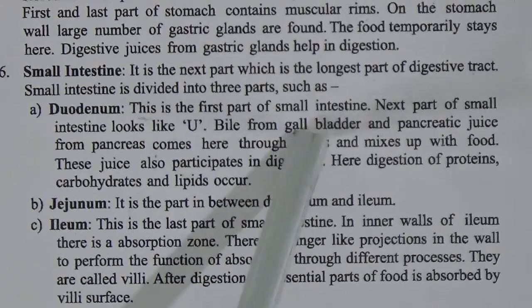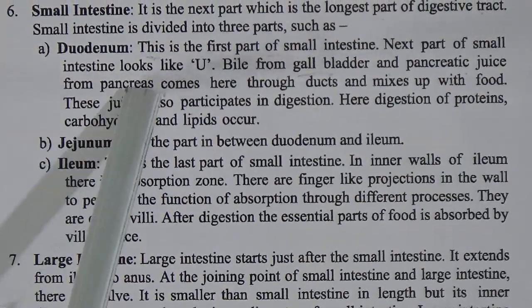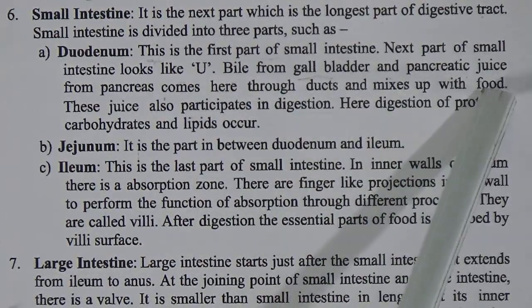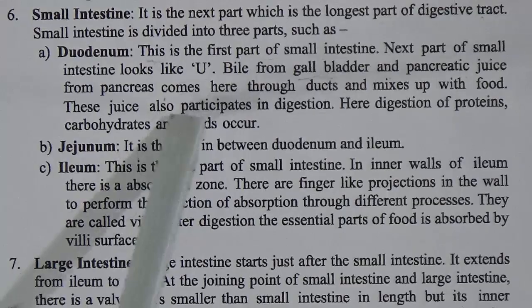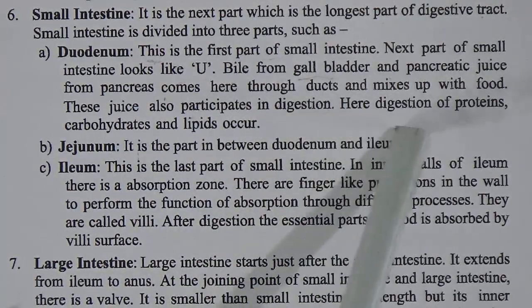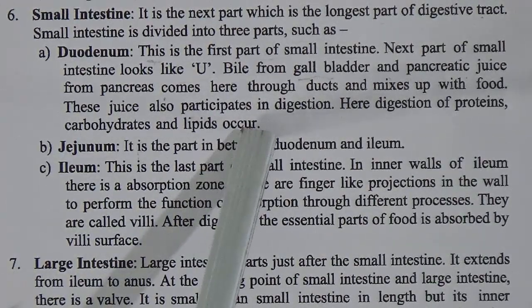Bile from the gallbladder and pancreatic juice from the pancreas come here through a duct and mix with food. This juice also participates in digestion. Here digestion of proteins, carbohydrates and lipids occurs.